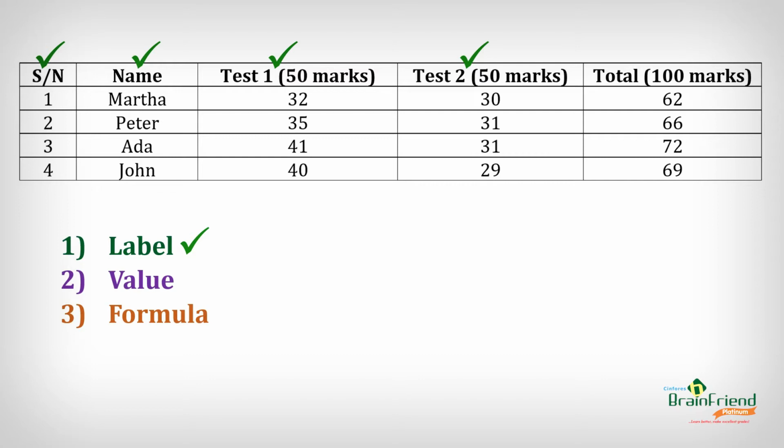Any more? Sure, total 100 marks is a label. Any more? Yes, Martha, Peter, Ada, and John are all labels. And with this, we have identified all labels. Now, let's enter the labels into the worksheet using this table for reference.